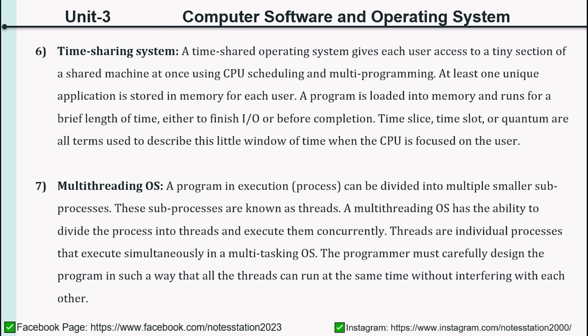Multithreading OS. A program in execution, a process, can be divided into multiple smaller sub-processes. These sub-processes are known as threads. A multithreading OS has the ability to divide the process into threads and execute them concurrently. Threads are individual processes that execute simultaneously in a multitasking OS.